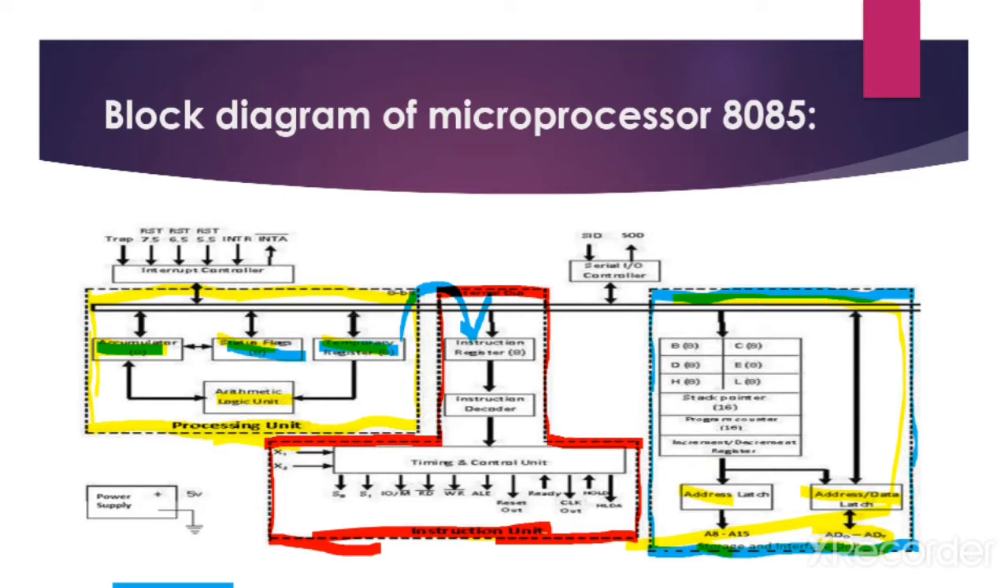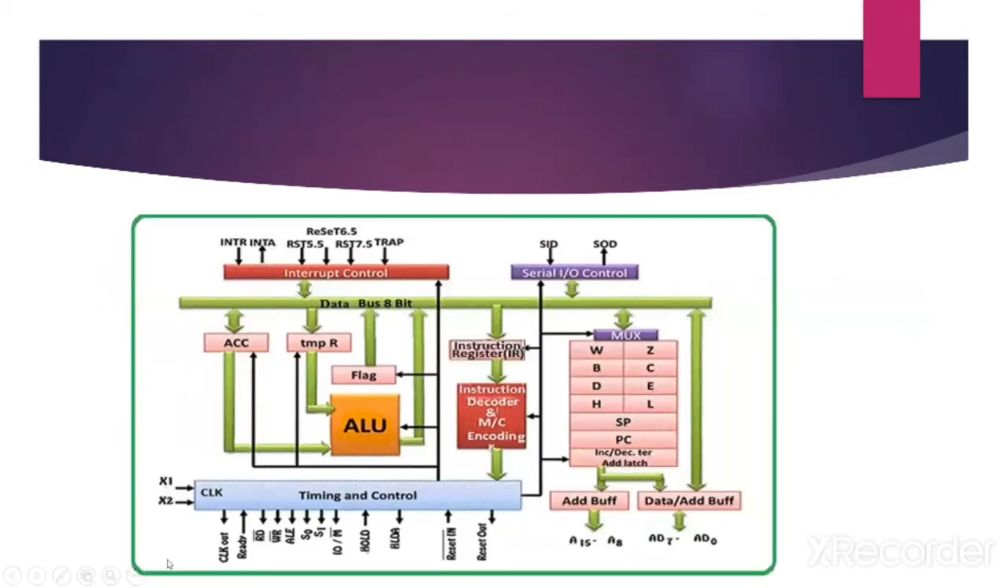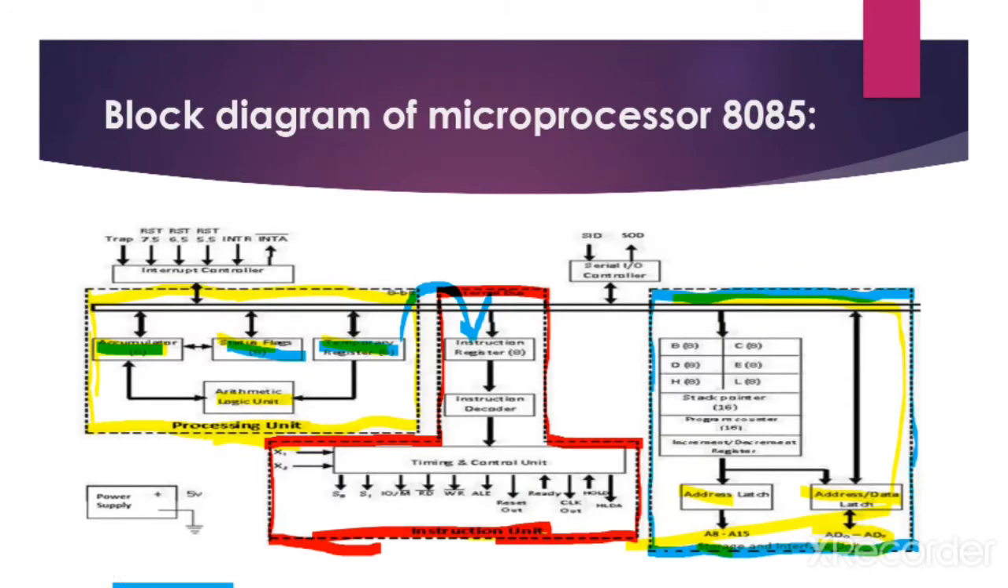Processing unit contains accumulator, status flags, temporary registers, and arithmetic logical unit. Instruction unit has instruction register, instruction decoder, and timing and control unit.